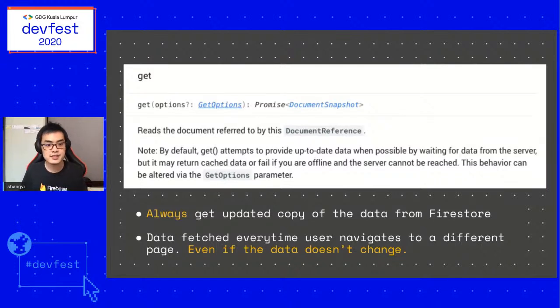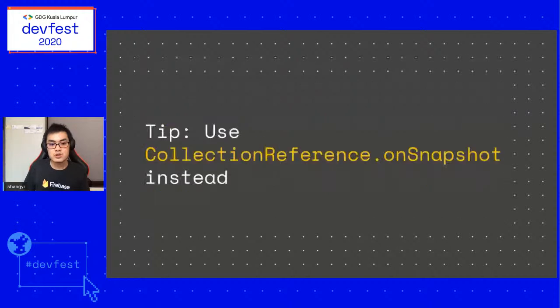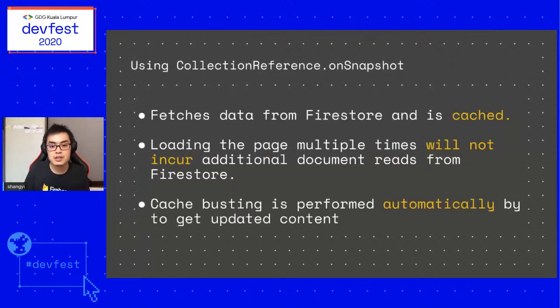So how do we fix this? To fix this, we can use something called the onSnapshot handler instead. So let's take a look at what the onSnapshot handler does. It's almost the same as get. It fetches data from Firestore, but this time, it actually caches the data, and it will not incur additional document reads from Firestore, even after you have refetched the data many times. This will not incur reads if and only if the data does not change. So imagine, based on the previous example, you have 10 records that never get changed and are fetched multiple times. If you're using onSnapshot, you only incur a maximum of 10 reads on that page, regardless of how many times you refresh the page.